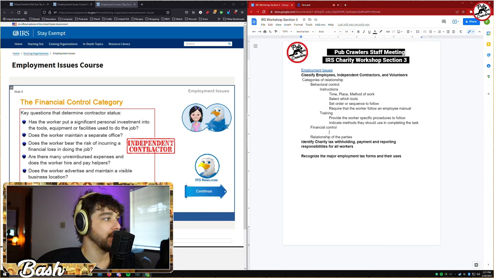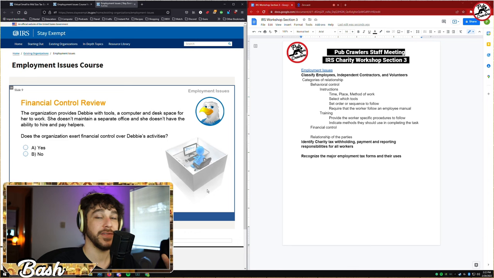The very interesting one here is at the very bottom: is the worker paid a flat fee instead of being paid hourly, daily, weekly, monthly? So it's like they're not on payroll. They're just paid for the service that they provide, whatever that service may be. That sounds like exerting financial control? Go ahead. Oh, to me that sounds like being a commission-based person.